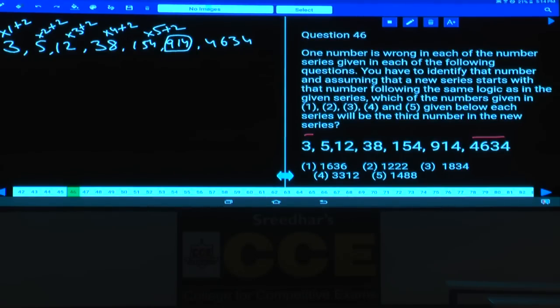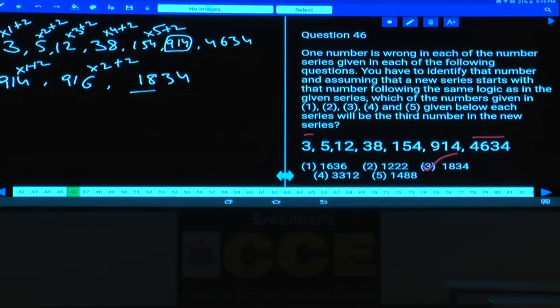Now no need to correct this one, because the next series should be started with the wrong number itself. What is the wrong number here? 914 is the wrong number. Starting with 914, 914 into 1 plus 2, that is 916, and 916 into 2 plus 2. 900 into 2, 1800, 16 into 2, 32, 1832 plus 2, 1834, that is choice 3 is the answer.